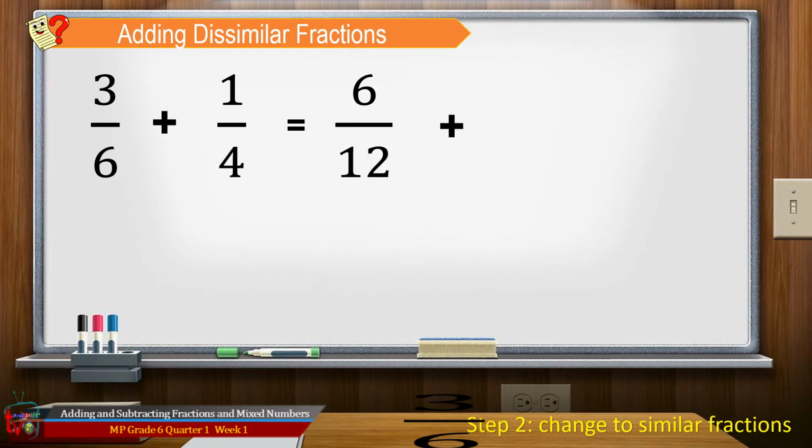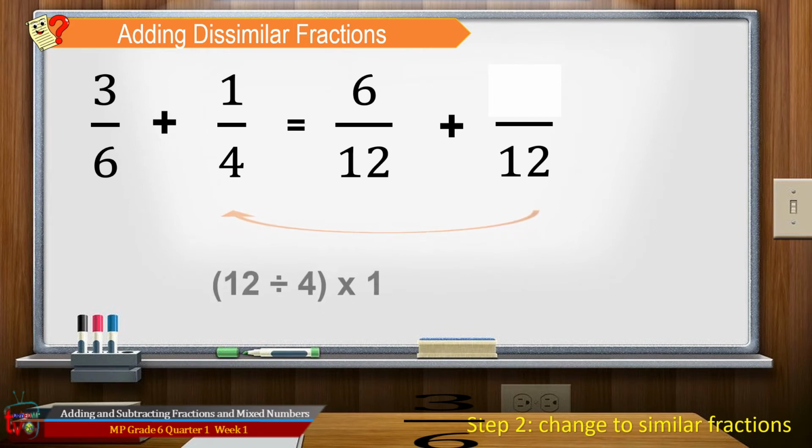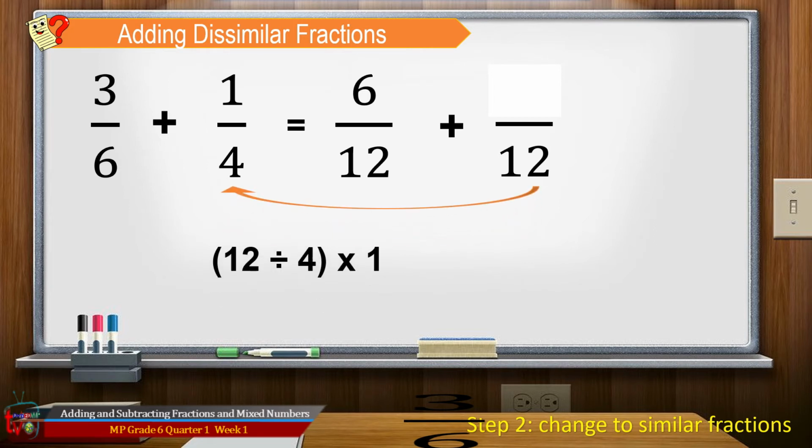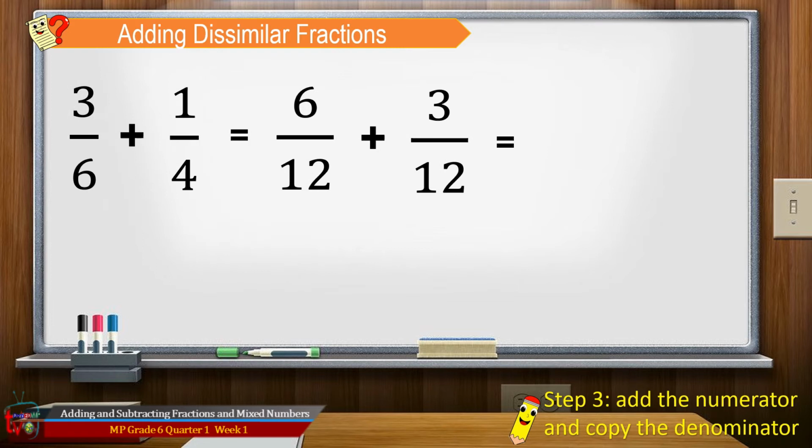Put the least common denominator 12 as your denominator. Then divide it by 4 and multiply it by 1. The answer now is 3. Therefore, the equivalent fraction of 1/4 is 3/12. Step 3. Since they are now similar fractions, you can now add them.